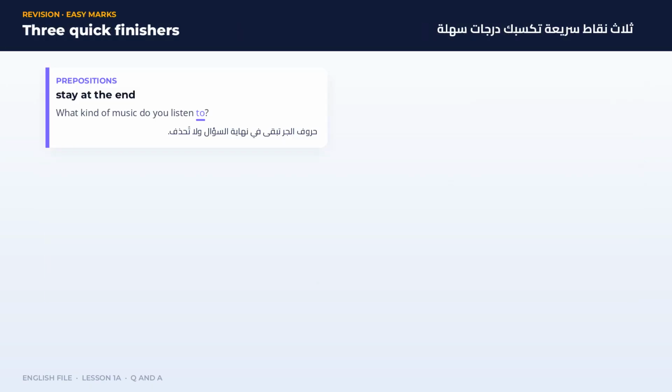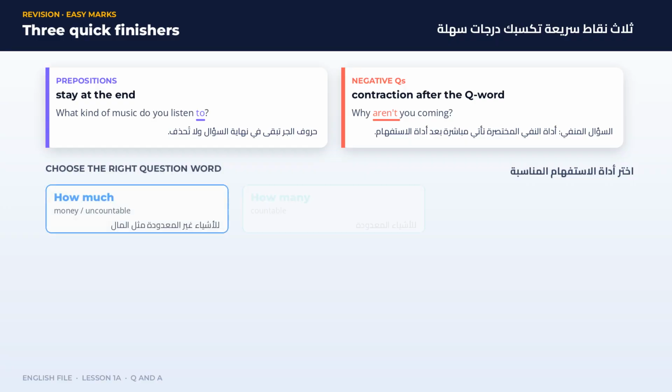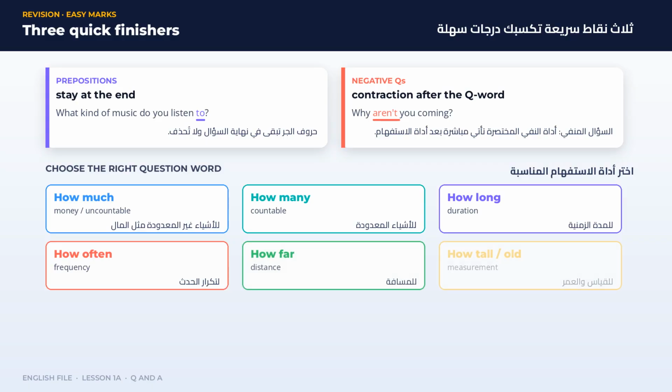3 quick finishers. 1. Prepositions stay at the end. What kind of music do you listen to? Never delete that too. 2. Negative questions. The contraction goes straight after the question word. Why aren't you coming? 3. Choose the right question word. How much for uncountable things like money? How many for countable things? How long for duration? How often for frequency? How far for distance? And how tall or how old for measurement.